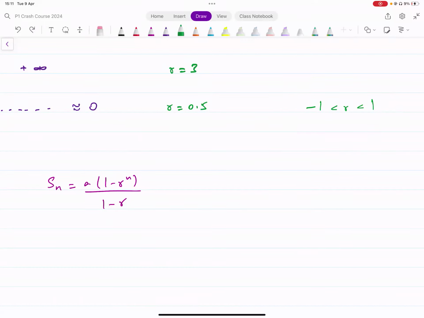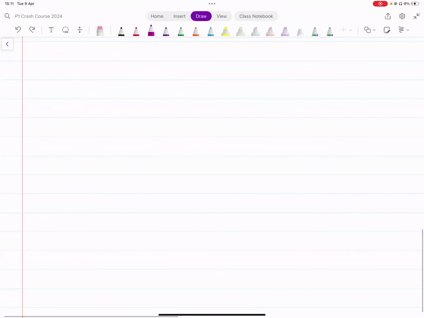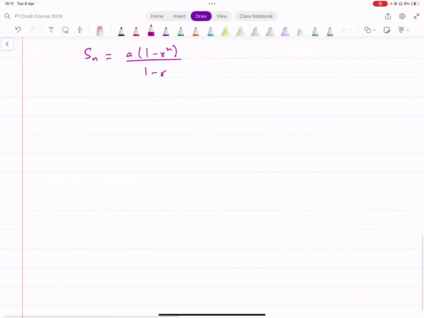Now keep that in mind and think of the sum formula. Remember what the sum formula was for a GP. The sum formula was a into 1 minus r raised to the power n divided by 1 minus r. This was the sum formula for a GP. Now, if the ratio was between -1 and +1, what would happen to this thing, r raised to the power n, if you were to find sum to infinity?